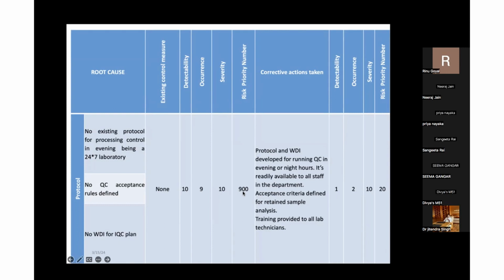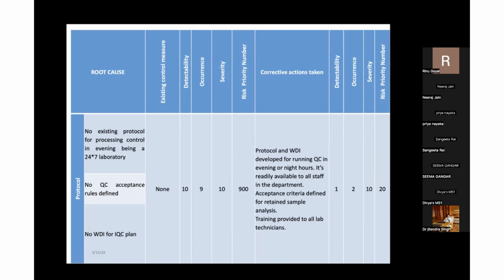Definitely action is required. What the laboratory does is define the protocol. The laboratory defines the WDI and all the acceptance criteria, a very good stringent laboratory, because it is. So all criteria are defined, the laboratory trains the technicians, and they use all validated reagents. So what will happen? The detectability will now be very good, so it will go down to 1. Occurrence definitely will be less, because we have defined the sample rejection and QC rejection rules, so they will not process the sample. So occurrence will be less. But if it happens, the severity will remain the same.